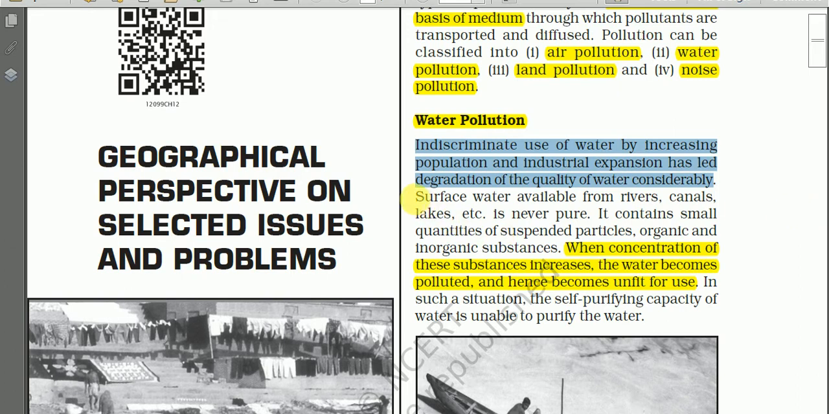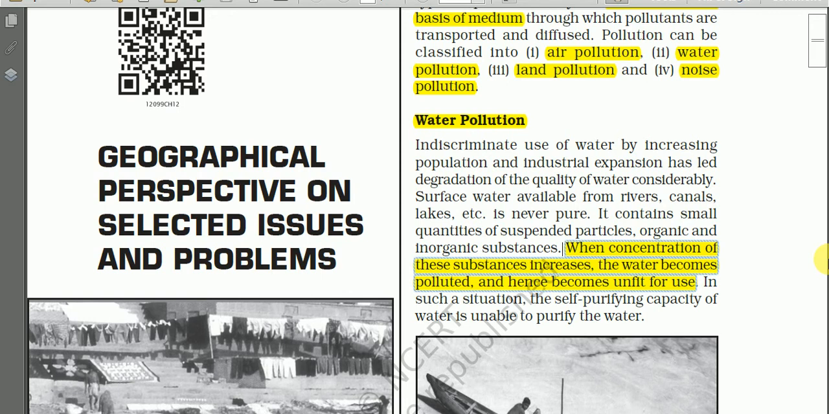And surface water available from rivers, canals and lakes, etc. is never pure. It contains small quantities of suspended particles, organic and inorganic substances. So water contains suspended particles, maybe organic, okay, bacteria, then amoeba, then other organic microorganisms, then inorganic substances, maybe plastics. When concentration of these substances increases, water becomes polluted and hence becomes unfit for use. So in this way, water pollution occurs.